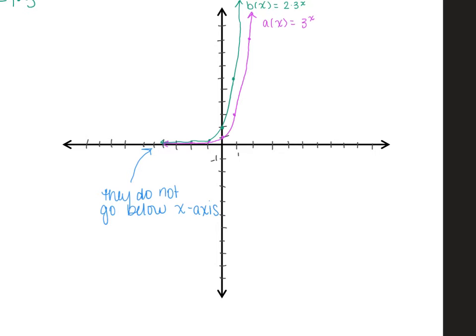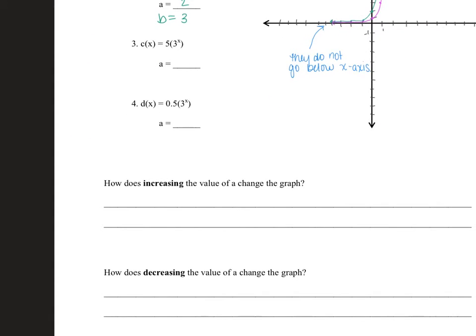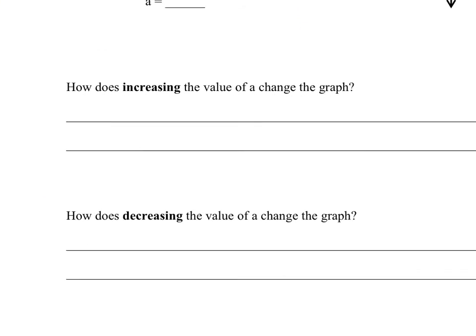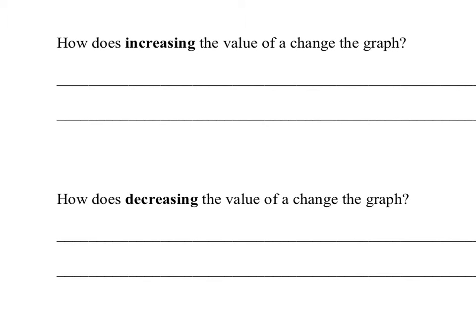So what do you think that 2 changed? I want you to think back to transformations. So our questions down here are, how does increasing the value of a change the graph? So think back to just transformations. When your a value is larger, it is stretching your graph. Okay, so stretching vertically. It's kind of like tugging the ropes, right? Tugging the end of the ropes, pulling them apart from each other.